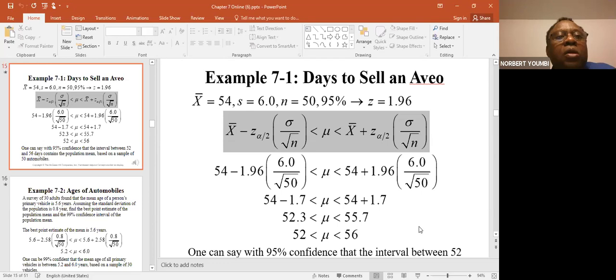And then we calculate. That will give us the confidence interval. You don't need to round it up, so you can leave it as 52.3 to 55.7. But we know that by saying 52 to 56, we are still correct because there is no half day here.